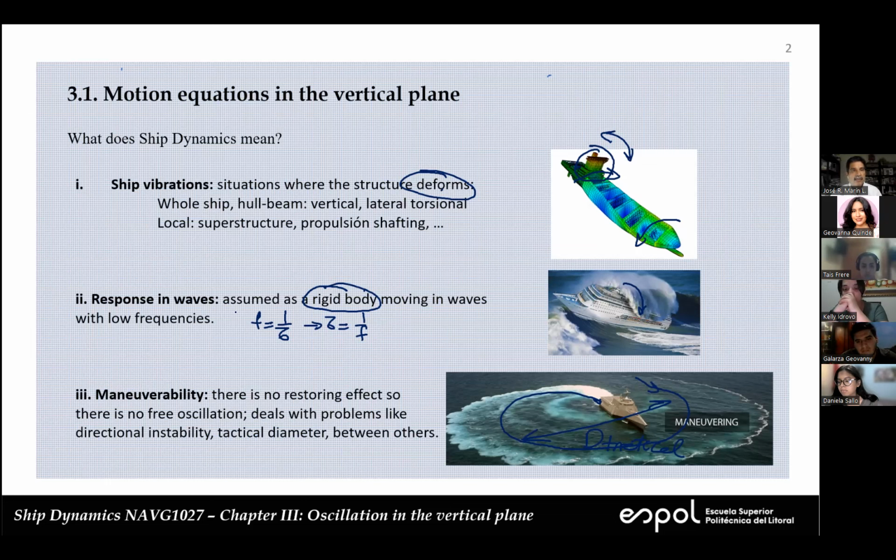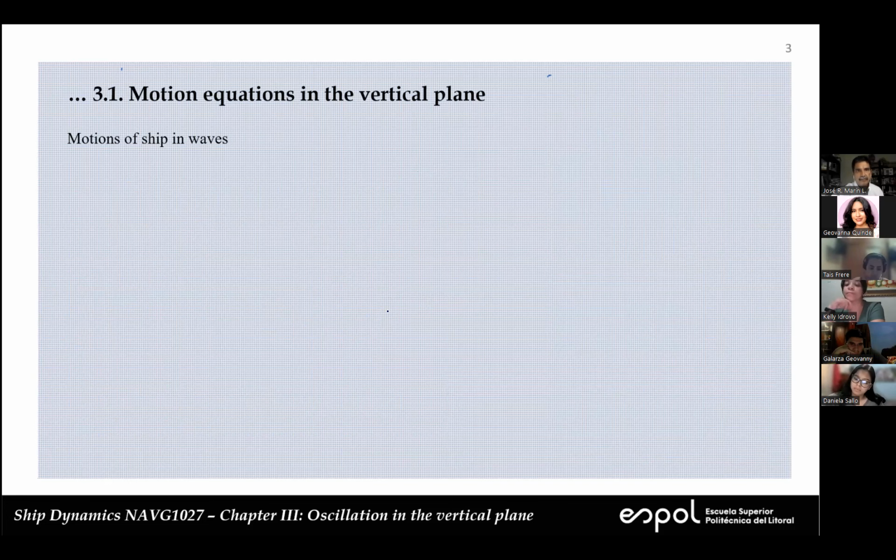So in general, this is what we mean. And of course, you can recognize that this is what we are going to study in ship dynamics. The course on ship dynamics, Dinámica del buque, is to study the response of the ship in waves. Well, we have to be careful because with ship dynamics in general, in some cases, we can mean the vibration or the maneuverability problems. So this is the area where we are going to be working in the next 4 chapters. So here we are, motion of ships in waves.